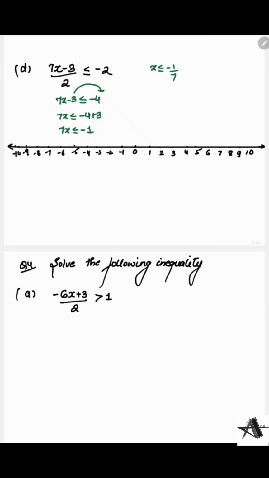Obviously it will lie between 0 and negative 1. So let me just draw it like this. And x is something that is lesser than or equal to, so I need to move towards the left side, because x will take all the values that are smaller than it. But it is equal to this as well, so let me just fill it up and you will get your answer.